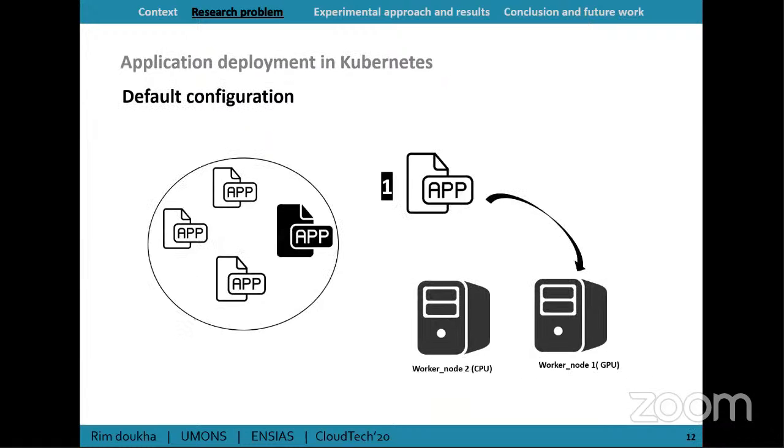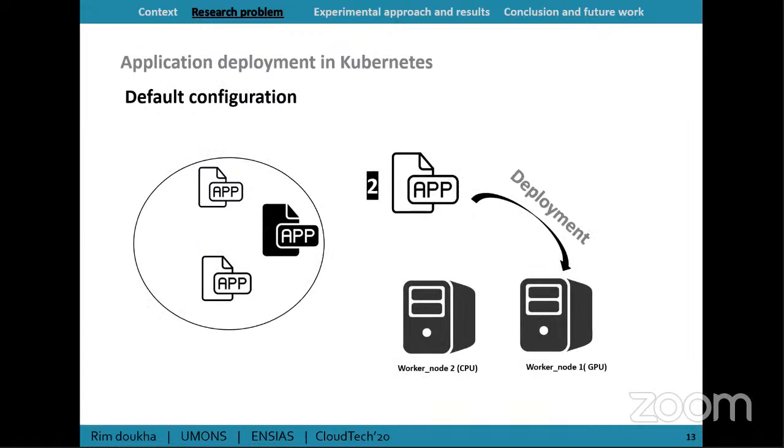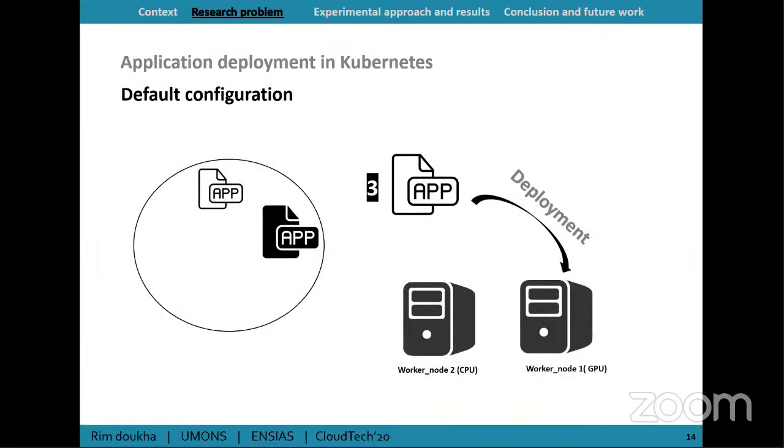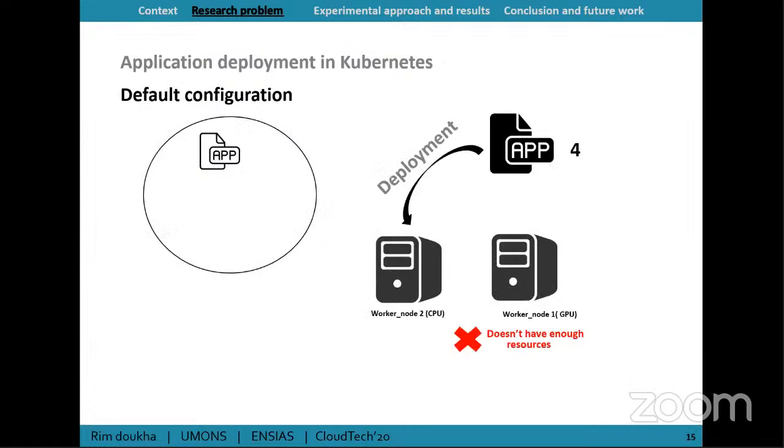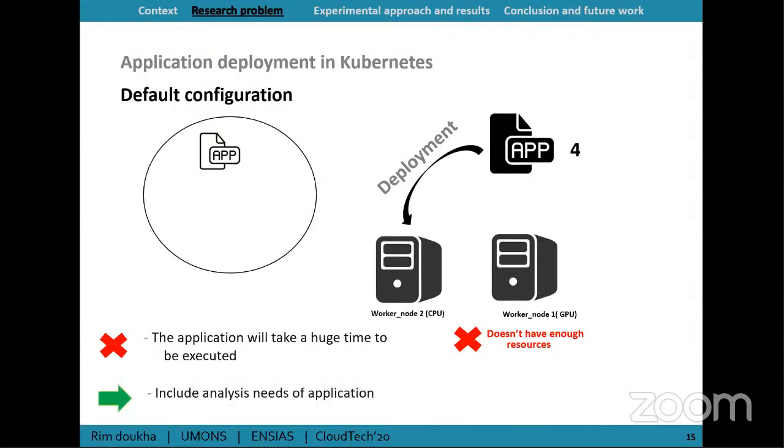Supposing that the first application will be deployed in the first worker node. Same thing for the second and third. And when we arrive at the deep learning application, the worker node having GPU doesn't have enough resources. So the application will automatically be deployed in the second worker node. The application will be executed, but it will take a huge time. And this is the main goal of our proposed work, analyzing the application before its deployment.